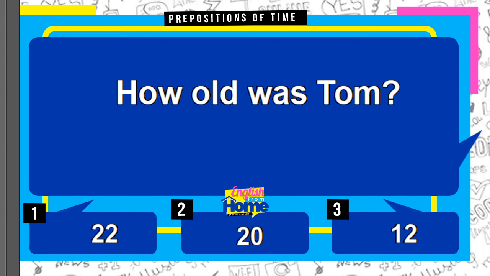How old was Tom? Number 1, 22. If you're not sure about the answer, you have number 2, 20, or number 3, 12. Remember, you can answer writing in the chat box, okay? Let's go. Try to remember from the reading. What is the correct answer?